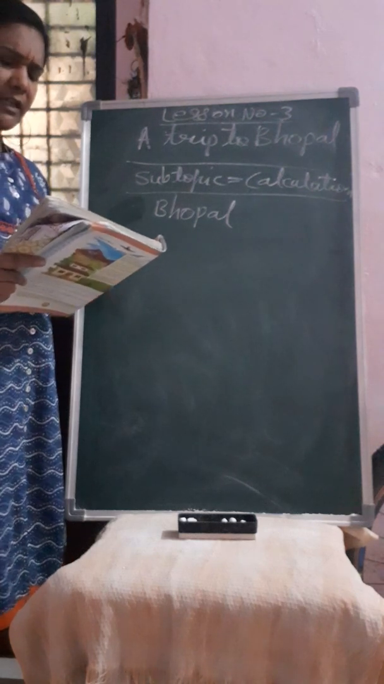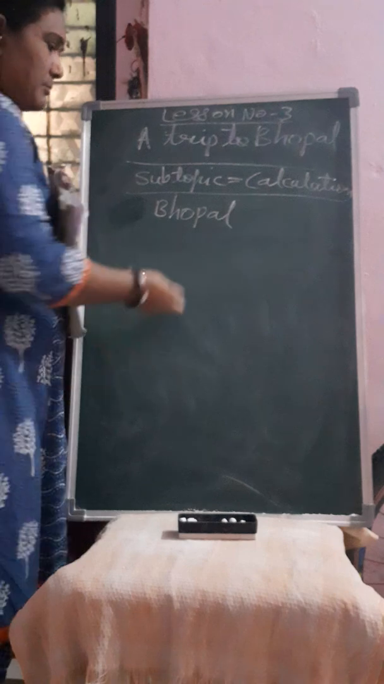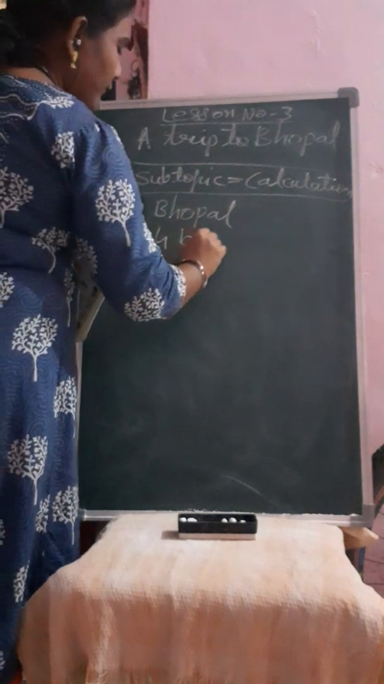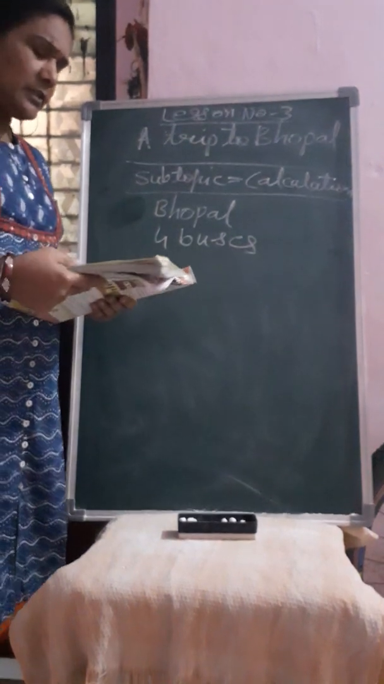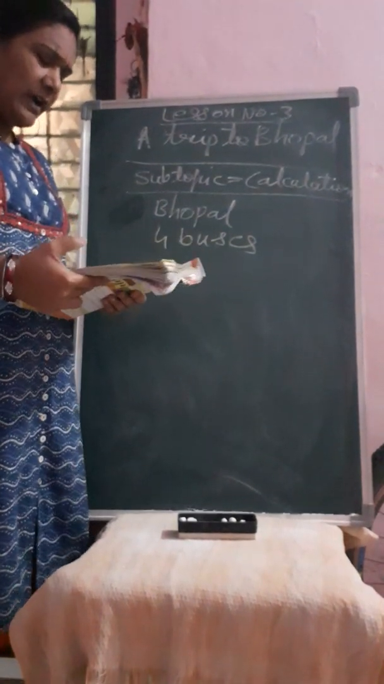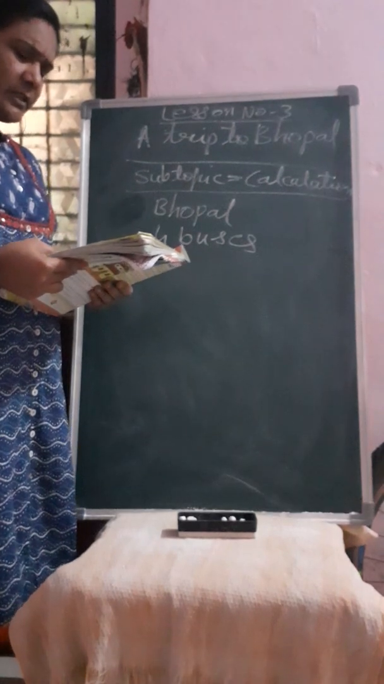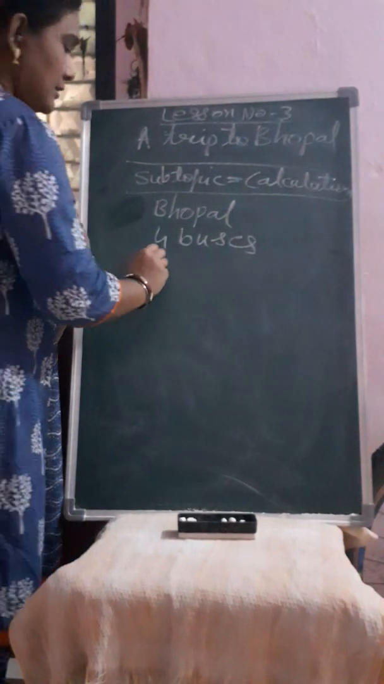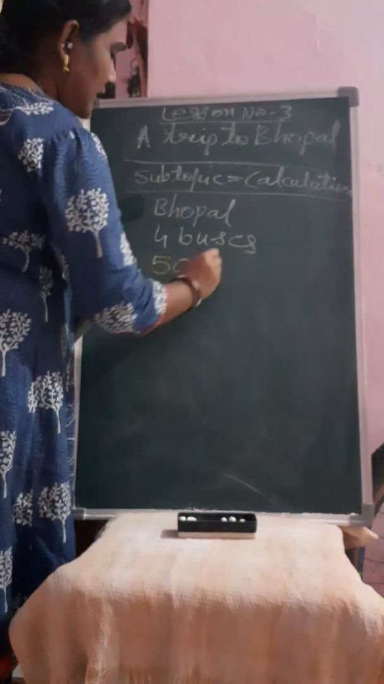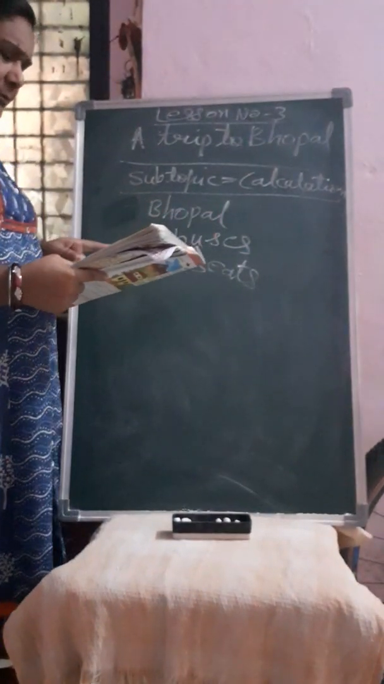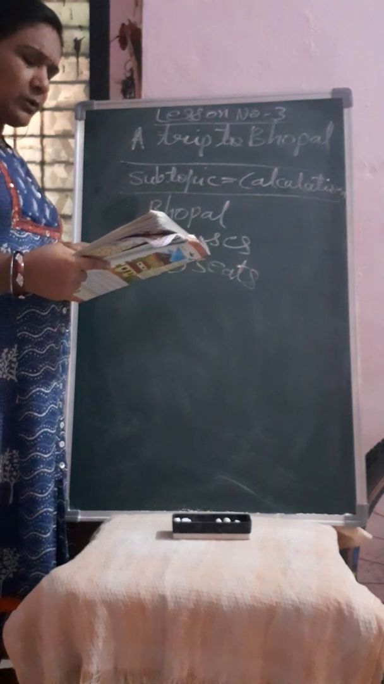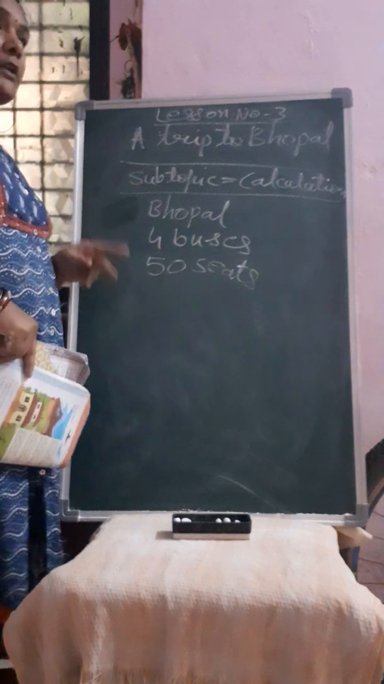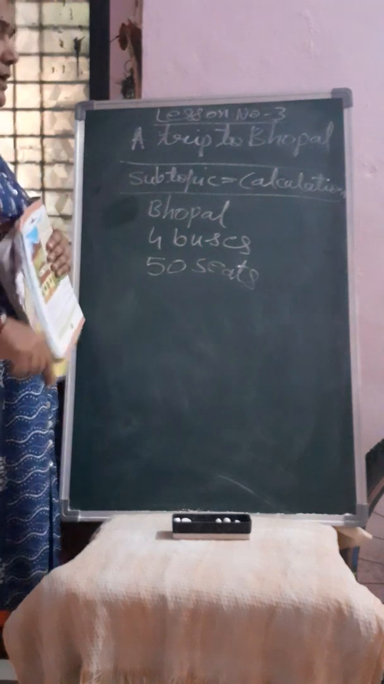Now Miss Meenakshi is telling we will need 4 buses. Mr. Rakesh is telling, I think we need at least 5 buses. Meenakshi says each bus has 50 seats. Mr. Rakesh, let us see how many children are going. Then Mr. Rakesh says, first we will count how many students are going.